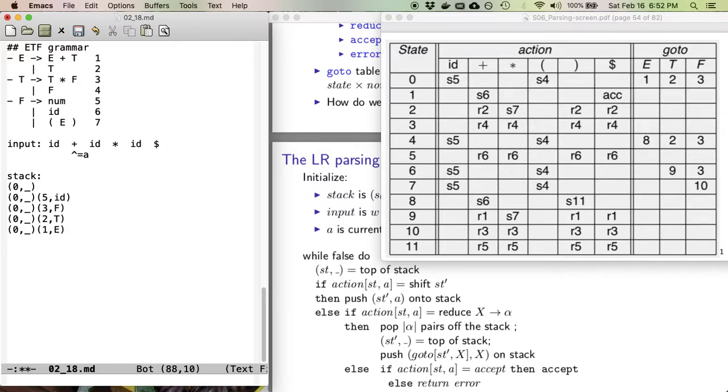So now we go through the loop again. We're in state 1. We see that the plus is still hanging around, right? And now what we're going to do is shift it onto the stack. So we see S and a 6 tells us that we're going to go to state 6 and a plus at the top of the stack. We do the shift and our input moves over. So our next input is the identifier.